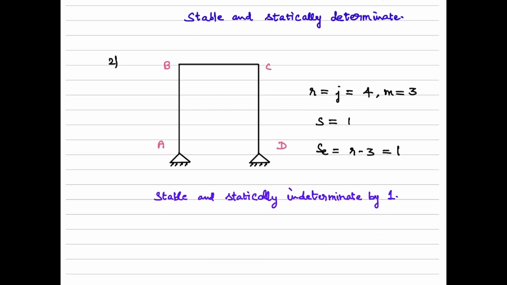Here we see that R and J are both 4 and the number of ones is equal to 3. So using the formula 3m plus R minus 3j, we get a value of 1, which means this frame is statically indeterminate by degree 1.